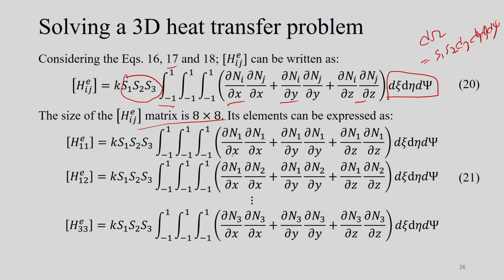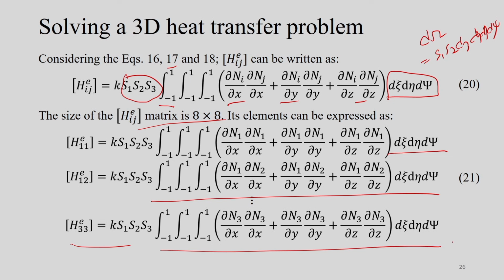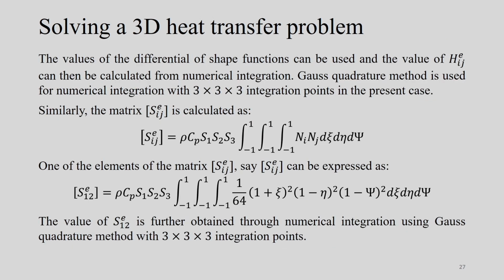So, del N1 by del x, similarly del N1 by del y, similarly del N1 by del z, xi eta psi. Now, here similarly H12 can be represented like this, H13 can be represented like this. So, once we convert in terms of the local coordinate system, S1, S2, S3 is basically the edge length that we can look into.